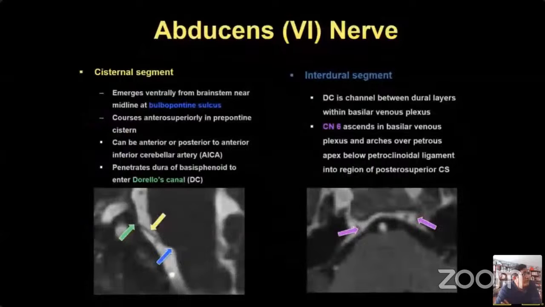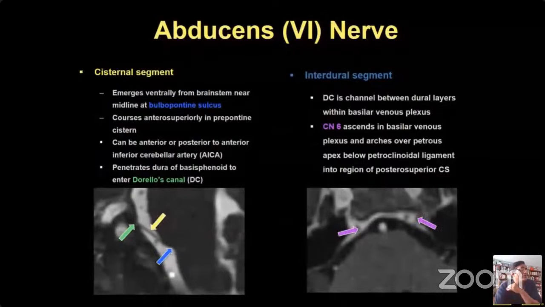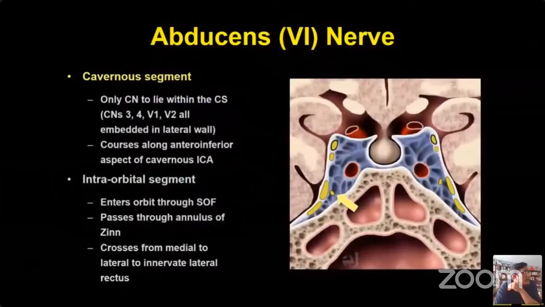And then it, of course, emerges onto the ventral surface of the brain. And when it emerges on the ventral surface of the lower pons, it's the only cranial nerve that goes superiorly instead of going flat or inferiorly after it emerges. So it courses superiorly within the prepontine cistern and enters a structure known as Dorello's canal, which is actually an infolding of the dura, and through that it enters the cavernous sinus, and that makes it the interdural segment.